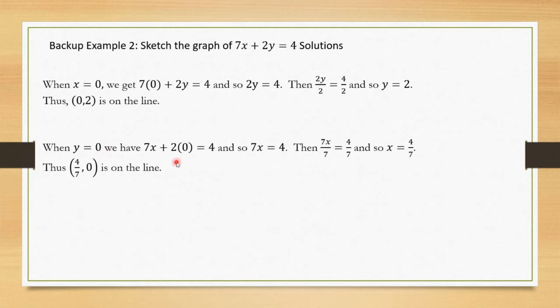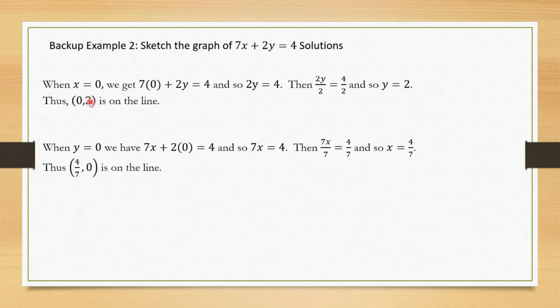When y is 0, this part's gone, we're left with this. So from here, we get 7x is 4. We want x, not 7x, so we divide both sides by 7. Doing so, what we get is x equals 4 over 7. And so from here, this point is on the line. When y is 0, we found x has to be 4 over 7. So because of that, this is on the line.